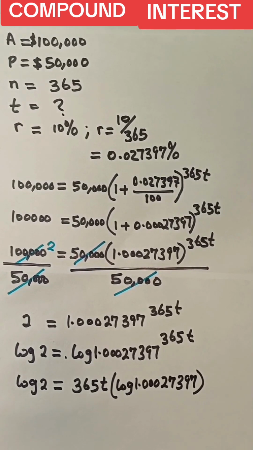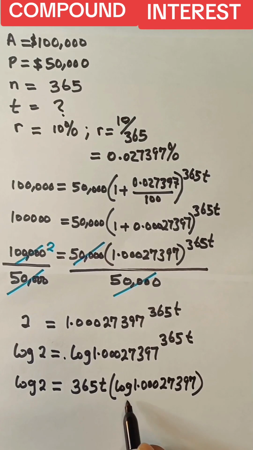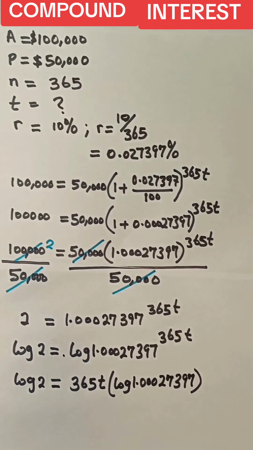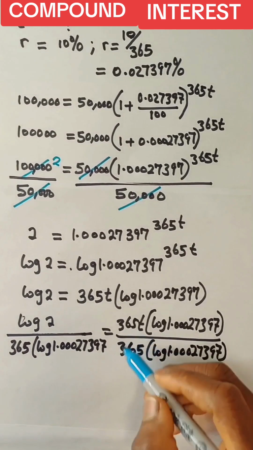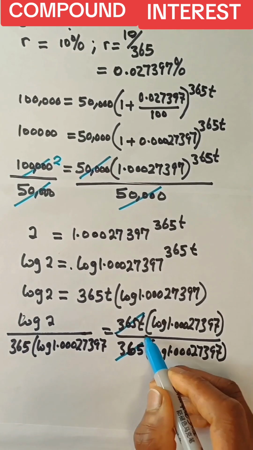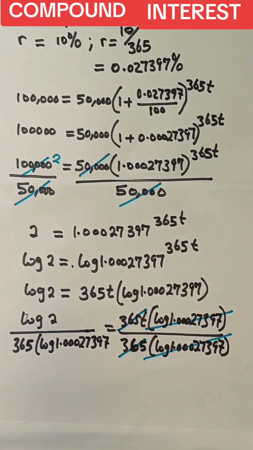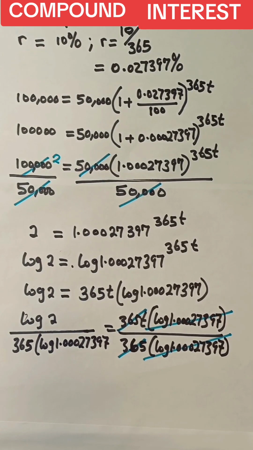the next thing we are going to do, we are going to divide both sides of the equation by 365 times log 1.00027397. Okay, on the right hand side, 365 will cancel out 365, and the whole of this log will cancel out. On the right hand side, we will be left with only T. Okay, now let's write down what we have.